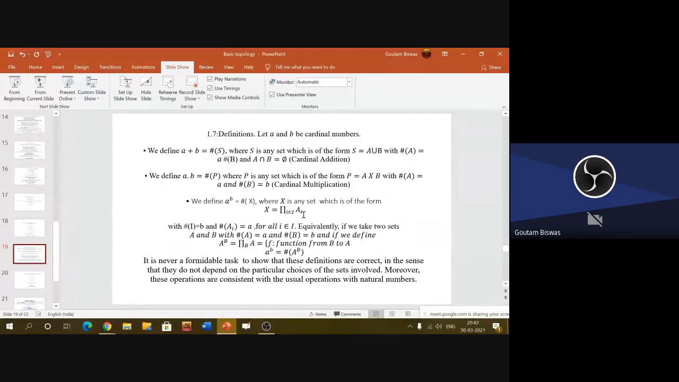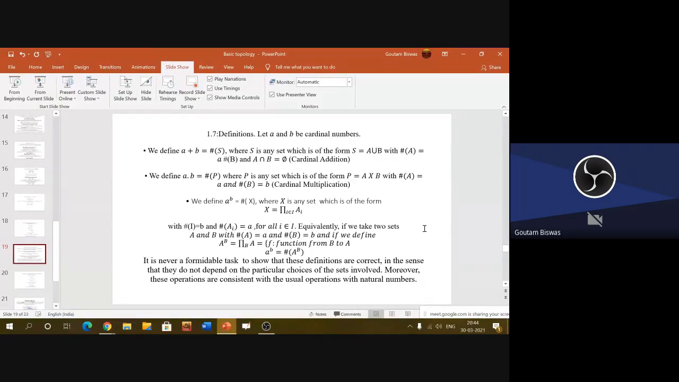X is any set which is of this form: A1, A2, A3, A4. The number of elements is A, with I in B, the cardinality of I is equal to B, and the cardinality of AI is equal to A. All the cardinalities of AI are the same for all I.